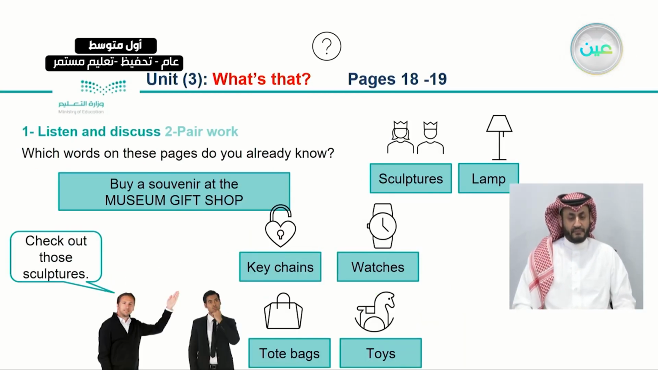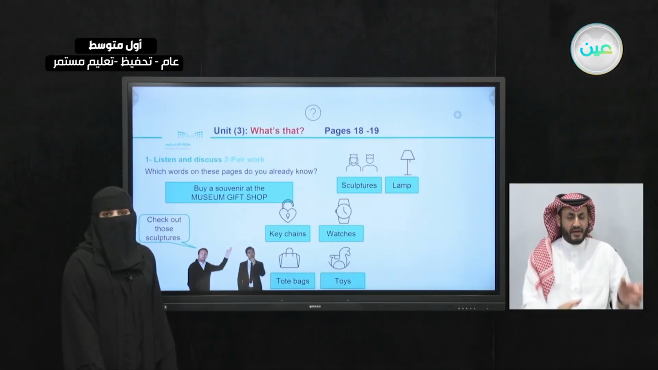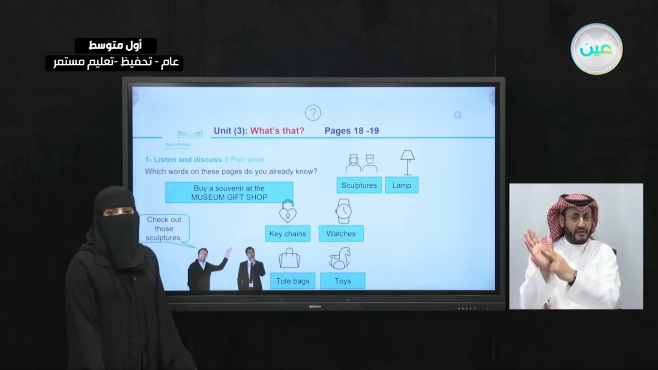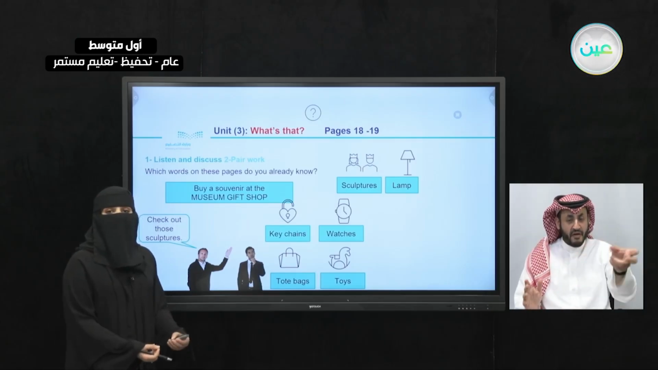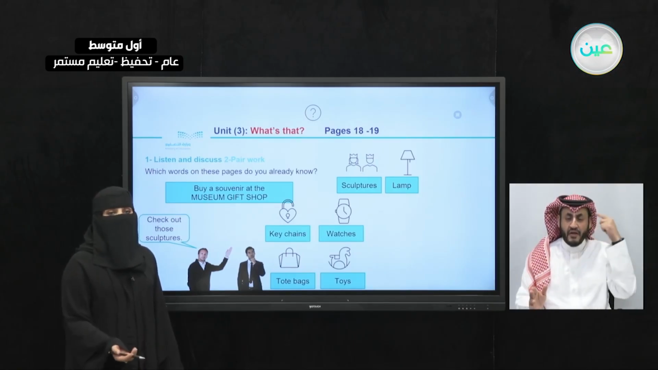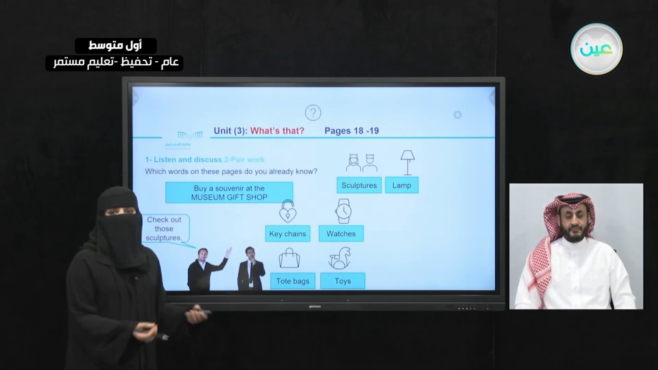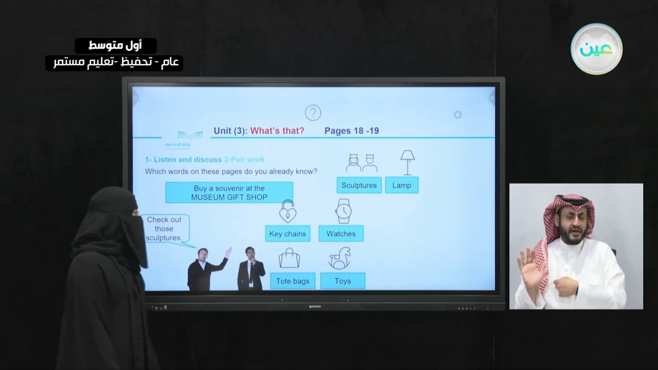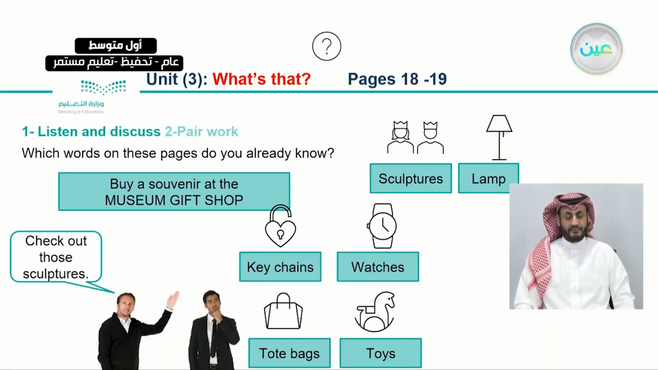Also, there was a section at the museum that provides you with souvenirs. And remember, we talked about souvenirs. They are things or gifts that you can get from a certain place that will help you to remember that place. Let's say if you're visiting another country, you can get some souvenirs with the name of that place. Check out those sculptures. We have some items like sculptures, lamp, keychains, watches, tote bags, toys.